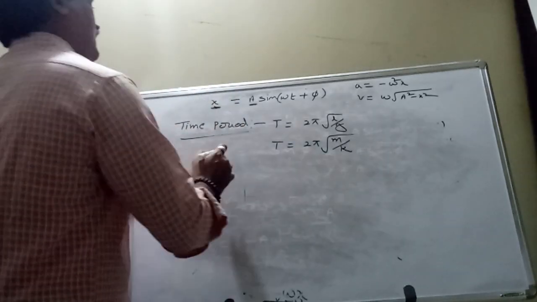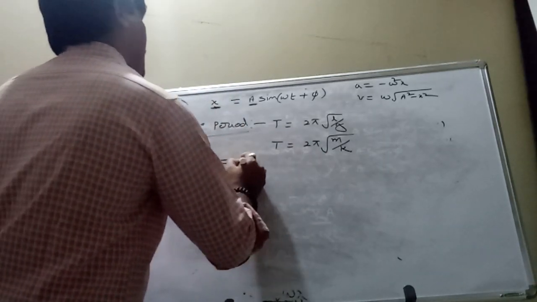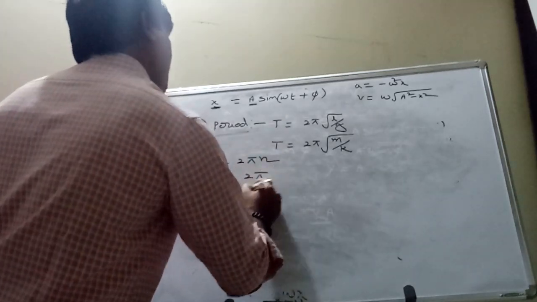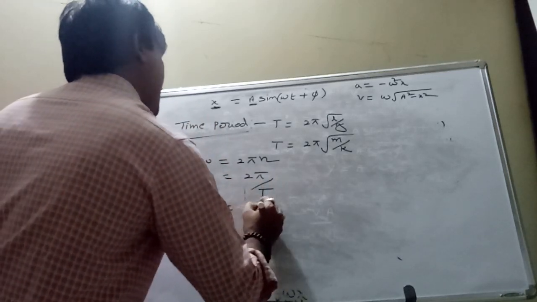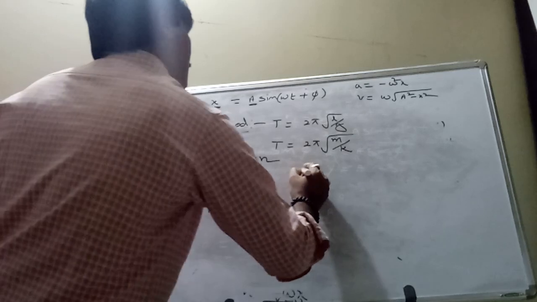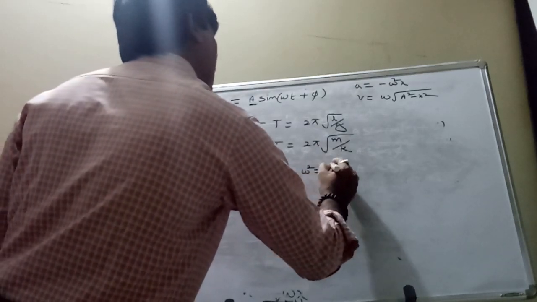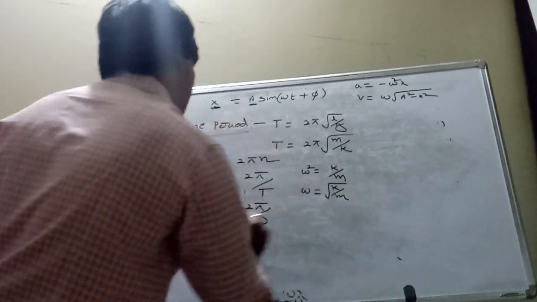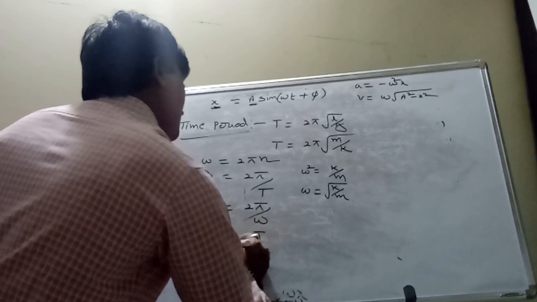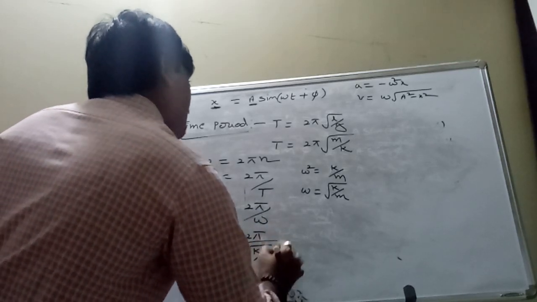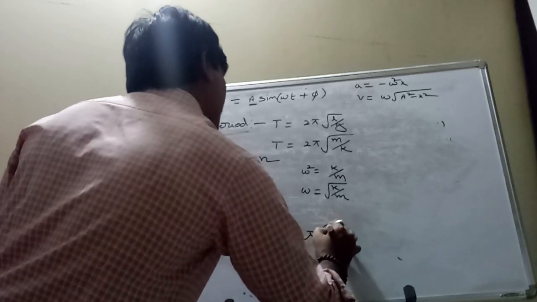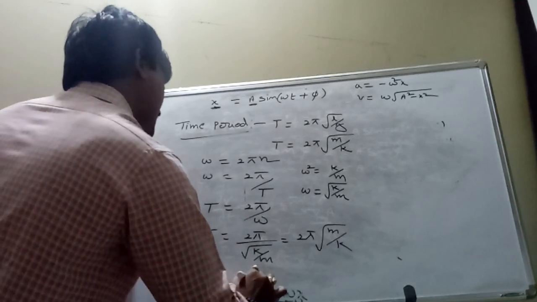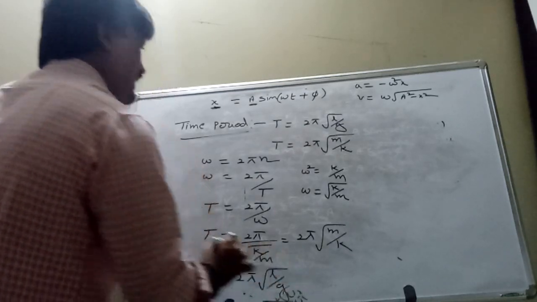So omega is equal to 2 pi by T, so T is equal to 2 pi by omega. Omega square is equal to k by m, omega equal to root k by m. So T is equal to 2 pi root m by k, for the loaded spring. Simplified for the pendulum, 2 pi root L by g. That is a time period.